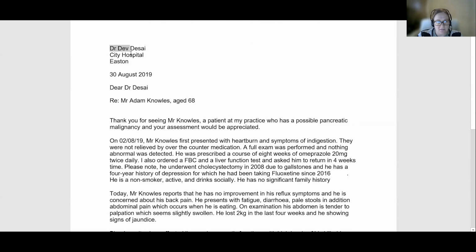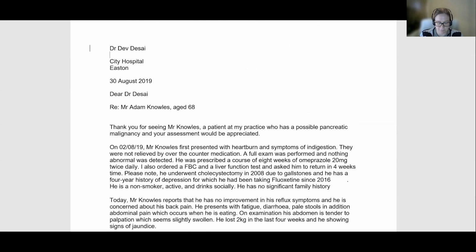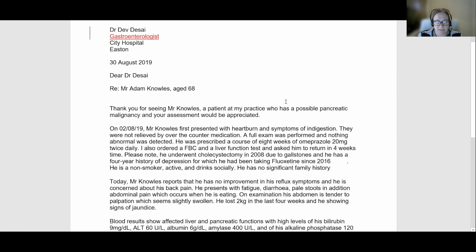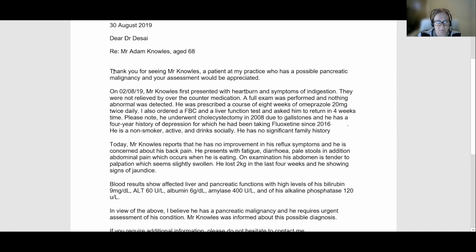Let's look at the address. Well, we know we're writing to the gastroenterologist, so you should put the job title, if given, gastroenterologist. So I'll pop that in there, and then the rest is fine. And then let's look at the purpose. Thank you for seeing Mr. Knowles, a patient at my practice who has possible pancreatic malignancy. Your assessment would be appreciated.